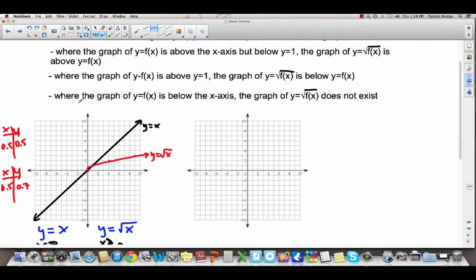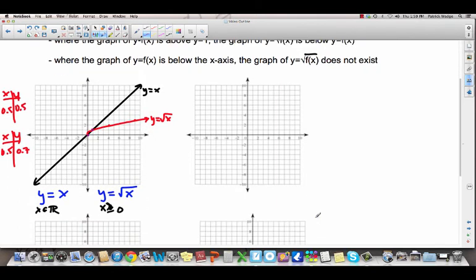Okay, the last point here is where the graph of y equals fx is below the x-axis. So that is for all these points down here. All these points are below the x-axis. The graph of the square root of fx does not exist. There's no points for the graph. Why is that? Because all these points are negative. You can't take the square root of a negative amount. So those ones just do not exist at all. Okay, we'll do a couple more, and I think you'll get this.